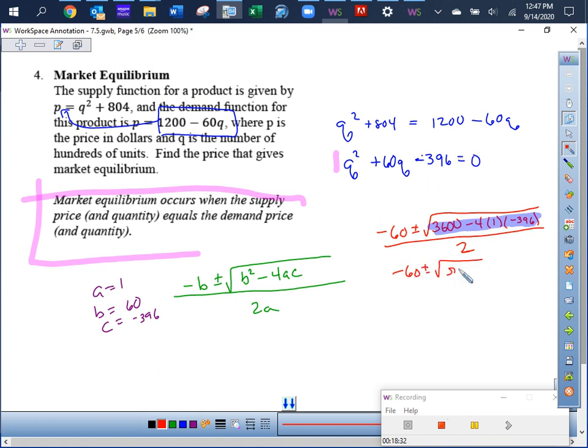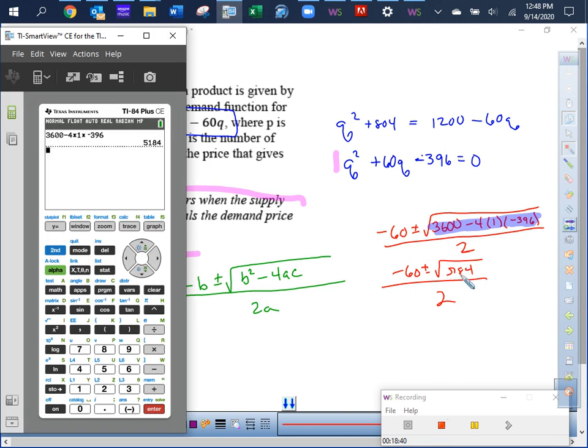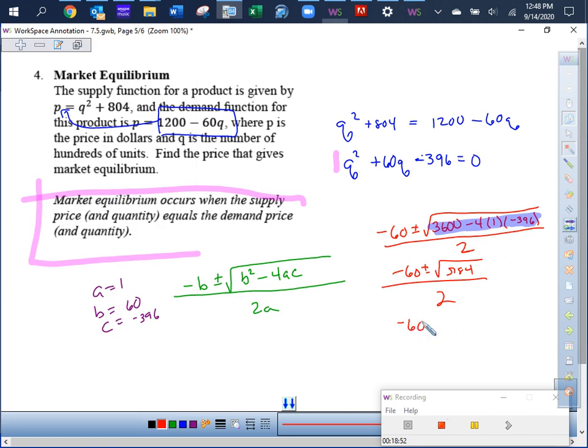So 5184, I have no idea if that's a perfect square or not because I only make a list that goes to 15 squared, which is 225. So I would like to see if 5184 is a perfect square by square rooting it. And, haha, it is a perfect square. So that became a 72.